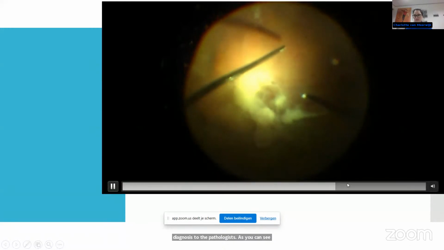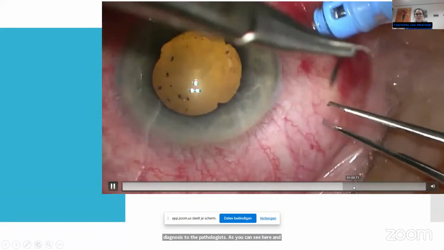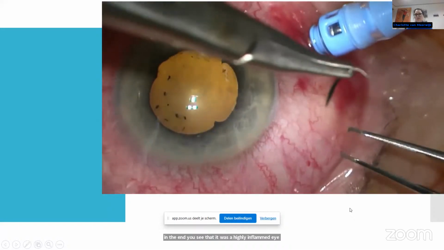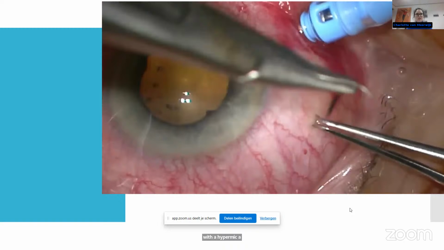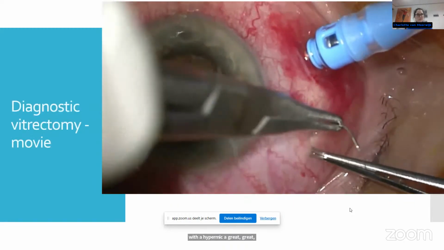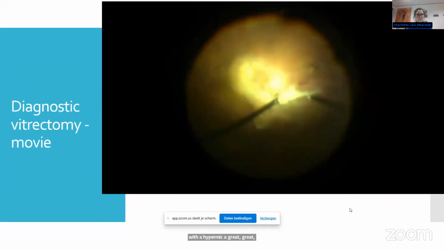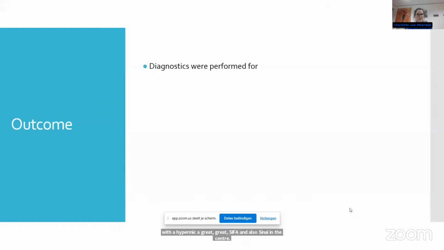And in the end, you see that it was a highly inflamed eye with a hyperemic conjunctiva and also synechiae in the center. Diagnostics were performed on the biopsy that we took.